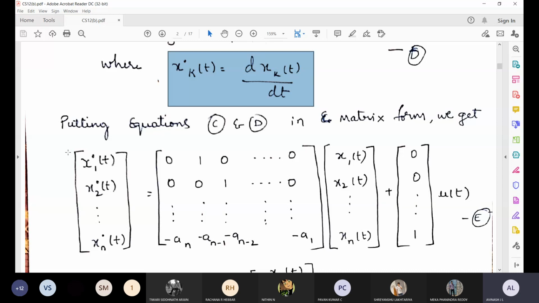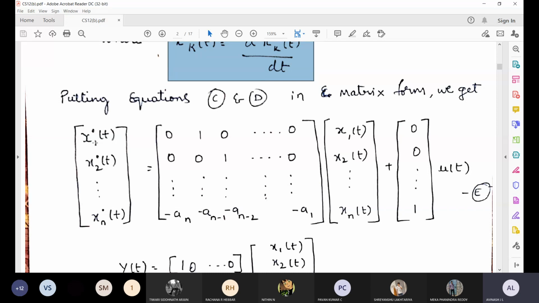So I can say that putting equations C, D in the matrix form we get: here x1 cap of t and x2 cap of t we have taken in the x-axis, which will be equal to the coefficient matrix. For example, x1 dash of t will not have any coefficient except a n minus 1. Similarly, x2 of t will have the coefficient like a n minus 2. That is where this one will arise, no? So here this one will arise.